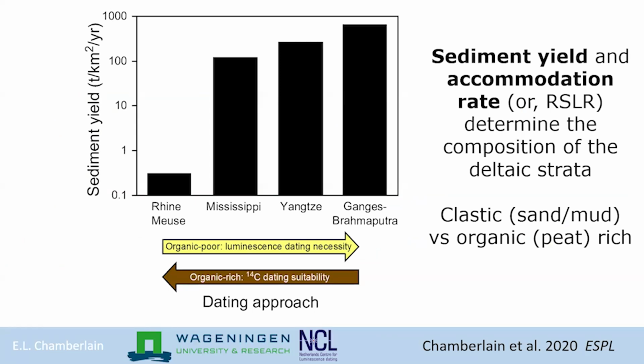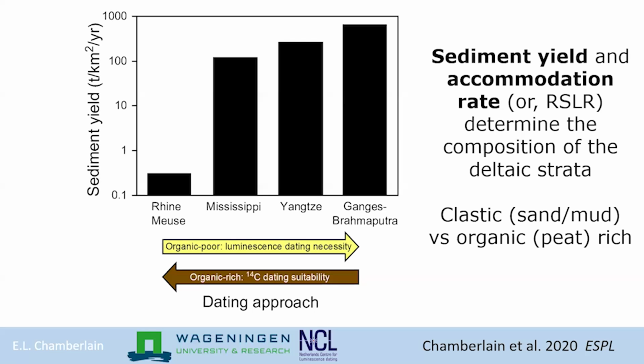And in high sediment yield deltas like the Ganges-Brahmaputra deltas, there's just so much more sand available to fill the accommodation that is created by relative sea level rise, by sea level rise and subsidence. And because the sand and clay deposit so much faster than the peat, they're more efficient at filling the accommodation that's created. And so in these high sediment yield deltas, we get very sandy records and less peat.